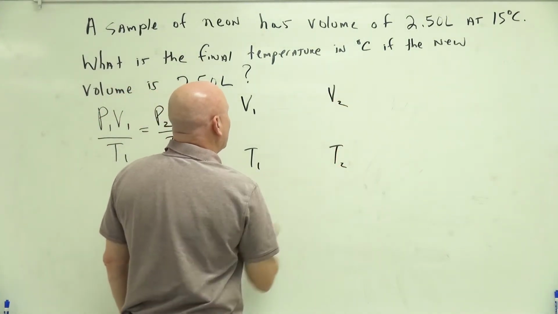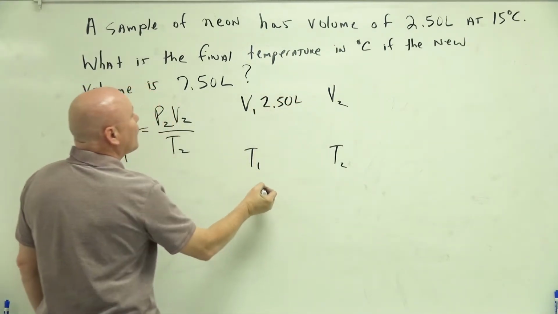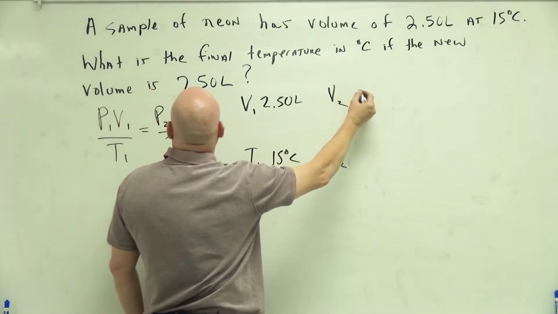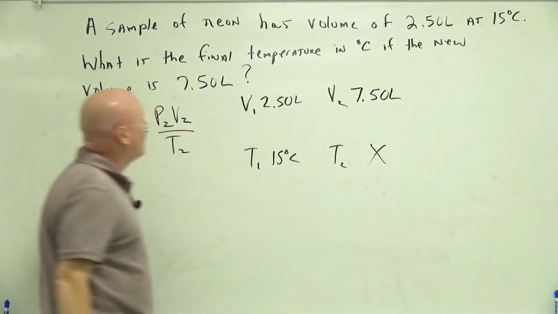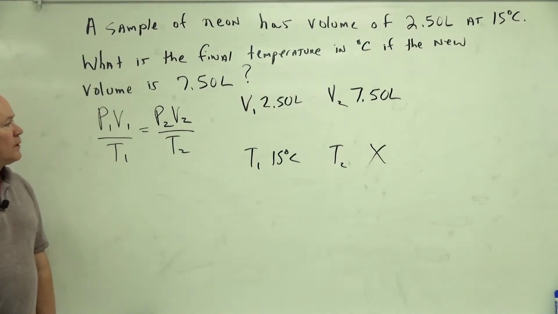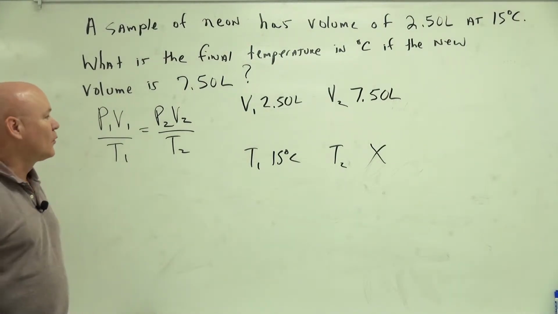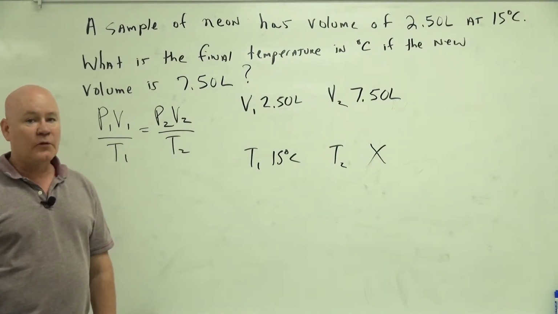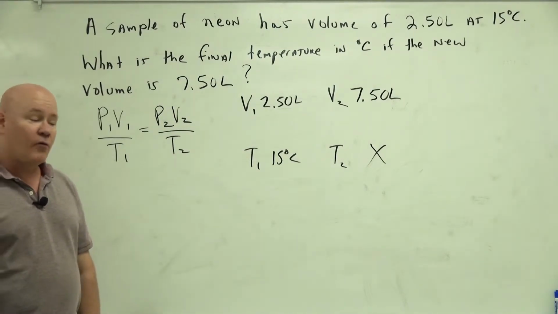V2, T2. Our starting volume is 2.50 liters. Our starting temperature is 15 degrees Celsius. Our ending volume is 7.50 liters, and our ending temperature, we don't know what that is. We're looking for the final temperature. Now, anytime that we do a gas law problem, what do the temperature units have to be? They have to be in Kelvin.